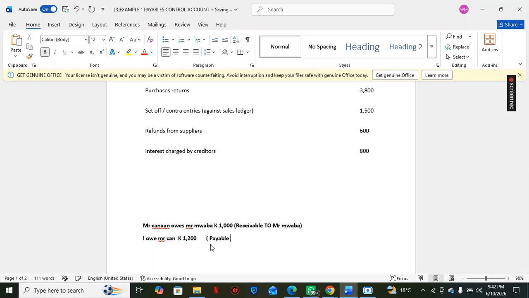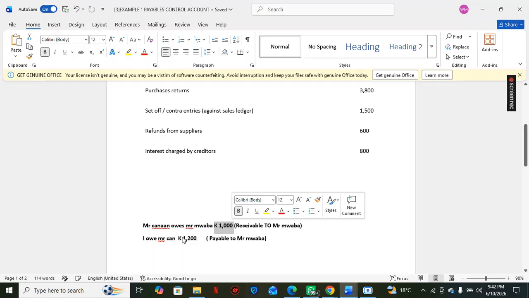Payable to Mr. Moore. So instead of I pay you a 1,000, you pay me a 1,000, then I pay you a 1,200, we can set off and say, okay, let's erase a 1,000 here. So if we erase 1,000, we say, okay, Mr. Kenan, we've erased the 1,000 that you owe me, and we erase the 1,000 that I owe you. That 1,000 that we've erased is what we call the set off or the contra entry.